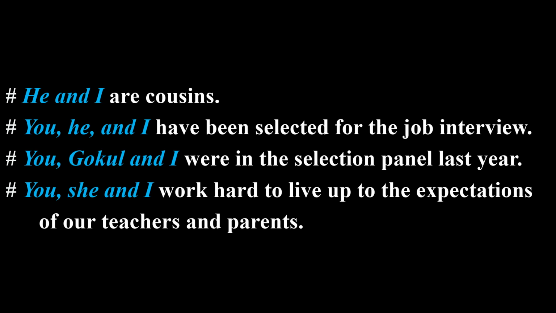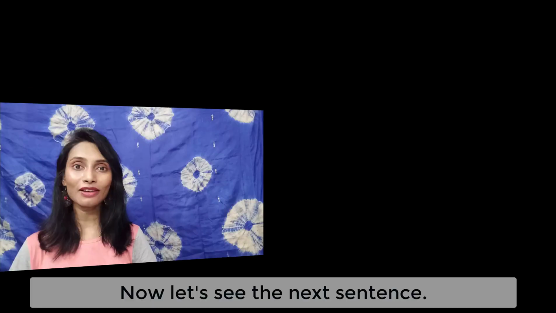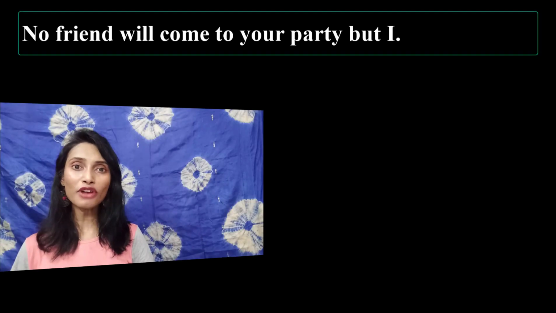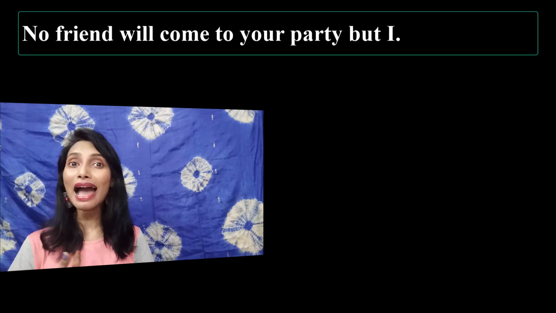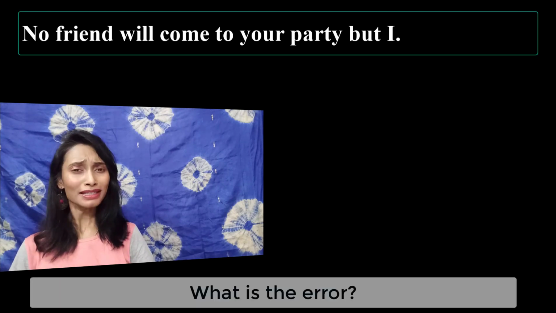He and I are cousins. You, he and I have been selected for the job interview. You, Gokul and I were in the selection panel last year. You, she and I work hard to live up to the expectations of our teachers and parents. Now let's see the next sentence. No friend will come to your party but I. What is the error?